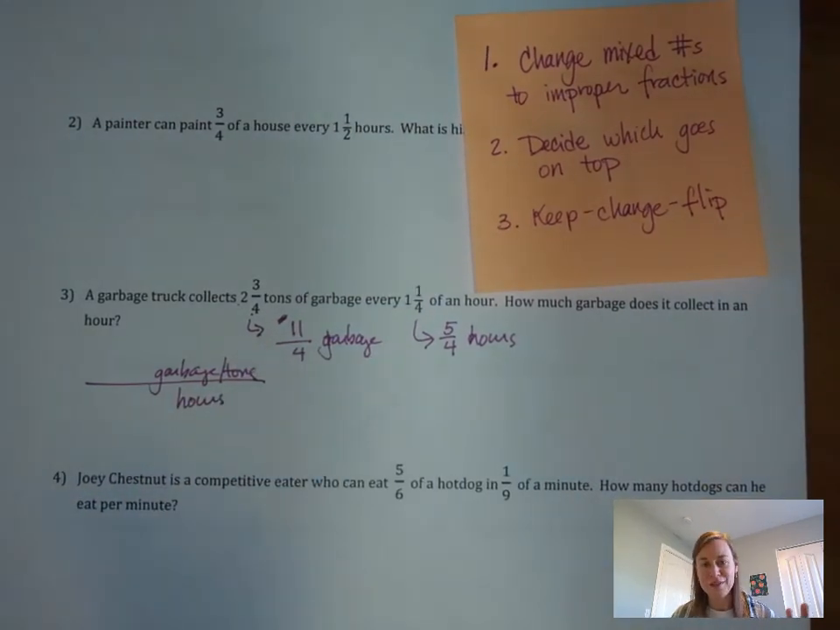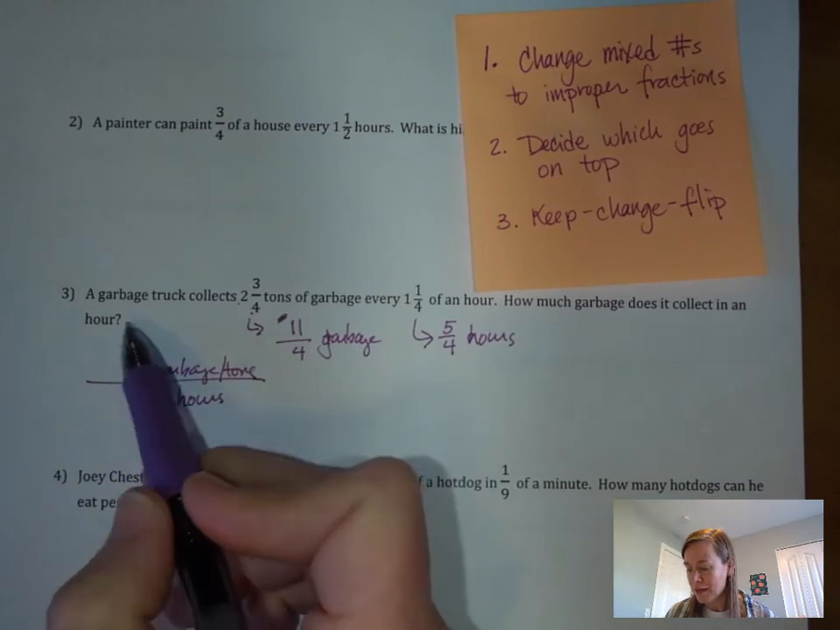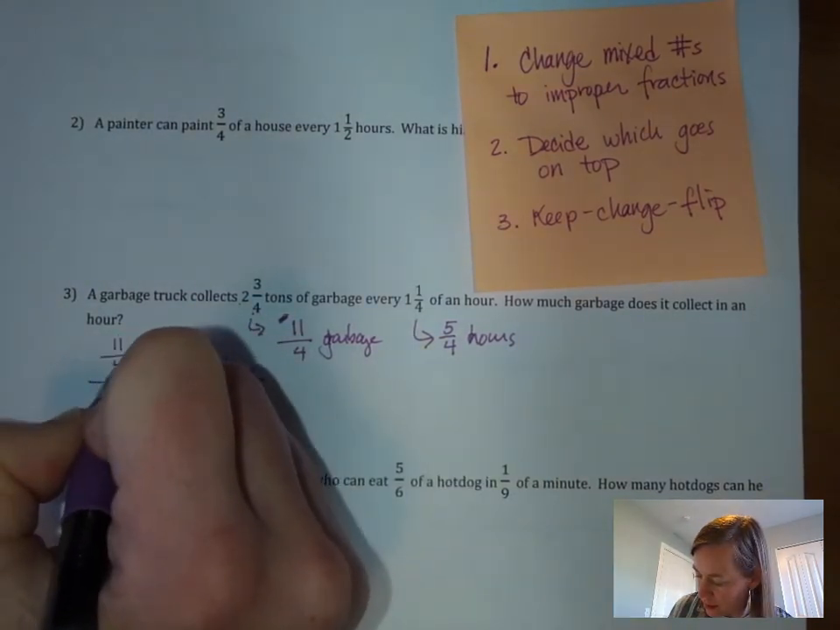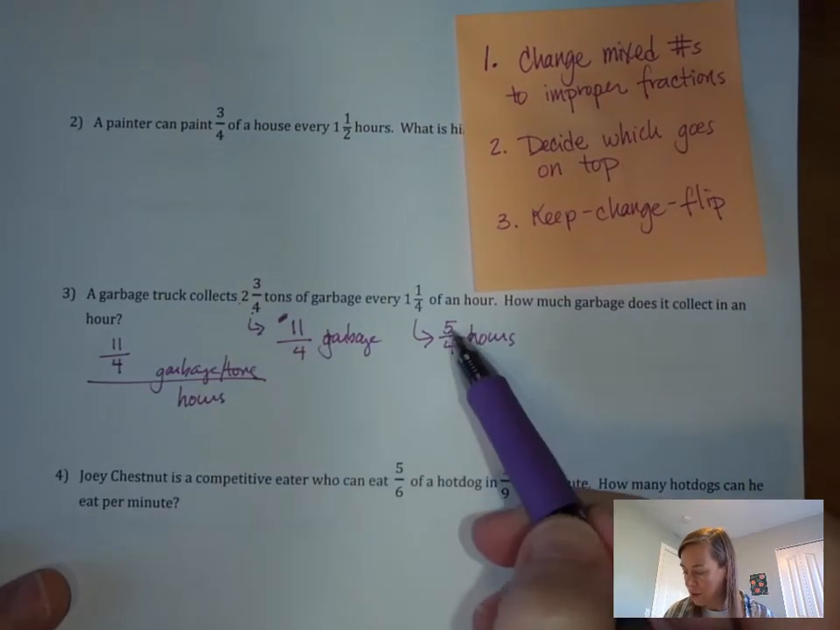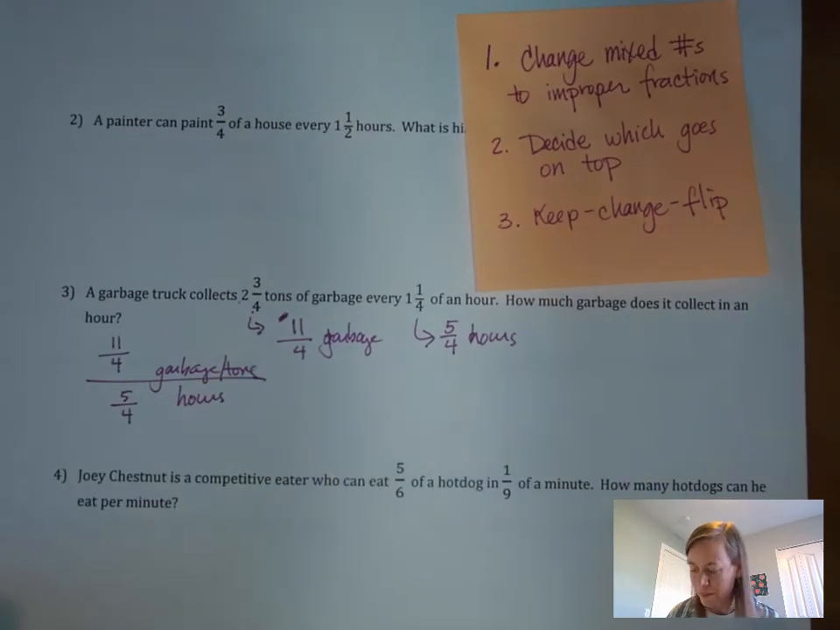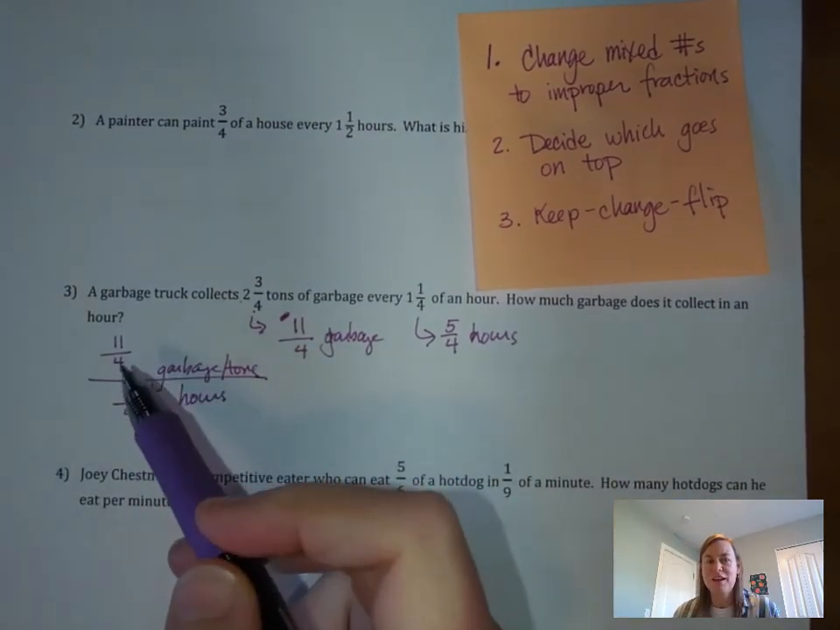All right, now let's just fill in our blanks a little bit. What is our amount for garbage? It was 11/4. Let's write it down. 11/4. And our amount for hours? 5/4. Okay, 5/4 on bottom. All right, now we have our gigantic fraction with fractions in it.